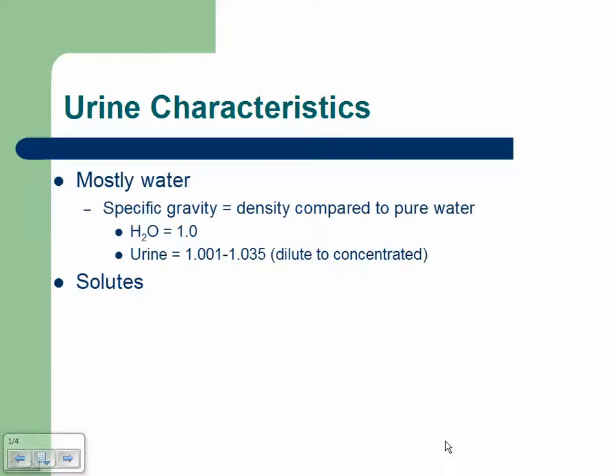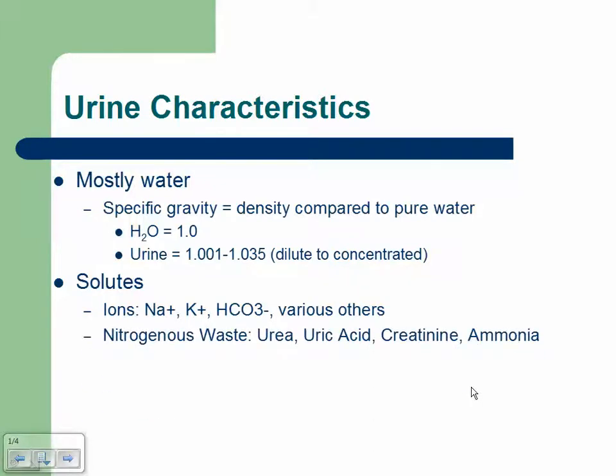Okay, what should be dissolved in this water? The solutes that should be in this water are various ions, so sodium, potassium, and that last one is called bicarbonate, and various others depending on what you have extras of or don't have in your body. Nitrogenous wastes, these are those wastes I was talking about that are the byproducts of our cells doing their job. So urea, uric acid, creatinine, and ammonia are all byproducts from various things that our cells do. So those are waste. Those want to be excreted.